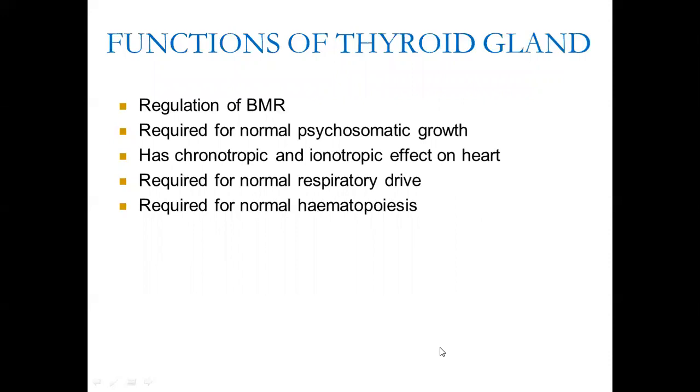A few words about the function of the thyroid gland. This thyroxine hormone is very important in the regulation of the basal metabolic rate. So whenever the level increases, the basal metabolic rate also increases. Similarly, it's important for normal psychosomatic growth. It has a chronotropic and inotropic effect on the heart. So hypothyroidism will result in bradycardia, and thyrotoxicosis will result in tachycardia. It is required for the normal respiratory drive and is required for normal hematopoiesis.